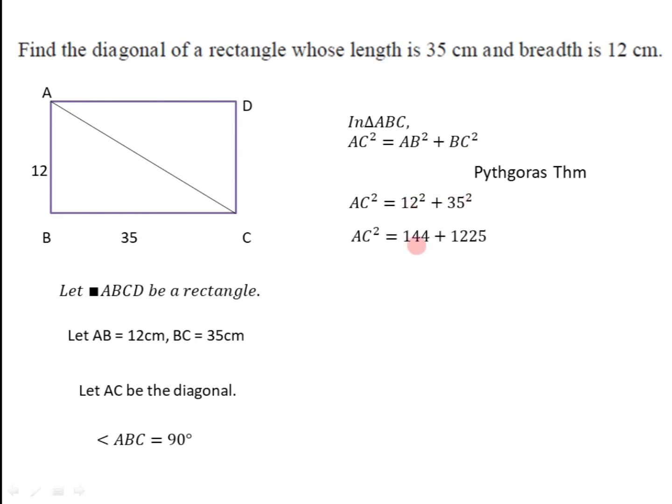Now 12 square is 144 plus square of 35 is 1225. So if we add these two, we get AC square is equal to 144 plus 1225, which is equal to 1369. If we take square root on both the sides, we get AC is equal to 37 centimeter because the square root of 1369 is 37 centimeter, which is the diagonal of this rectangle. So the length of the diagonal for this rectangle is 37 centimeter.